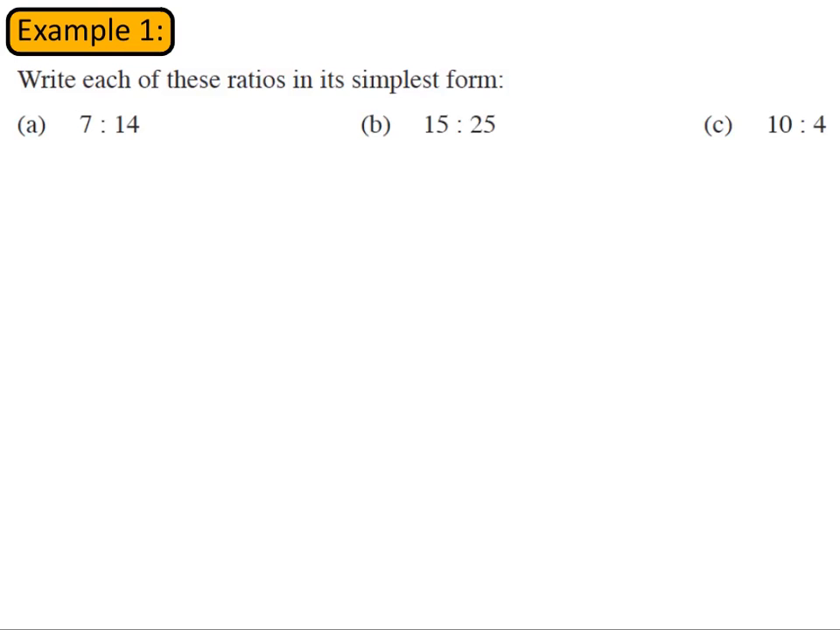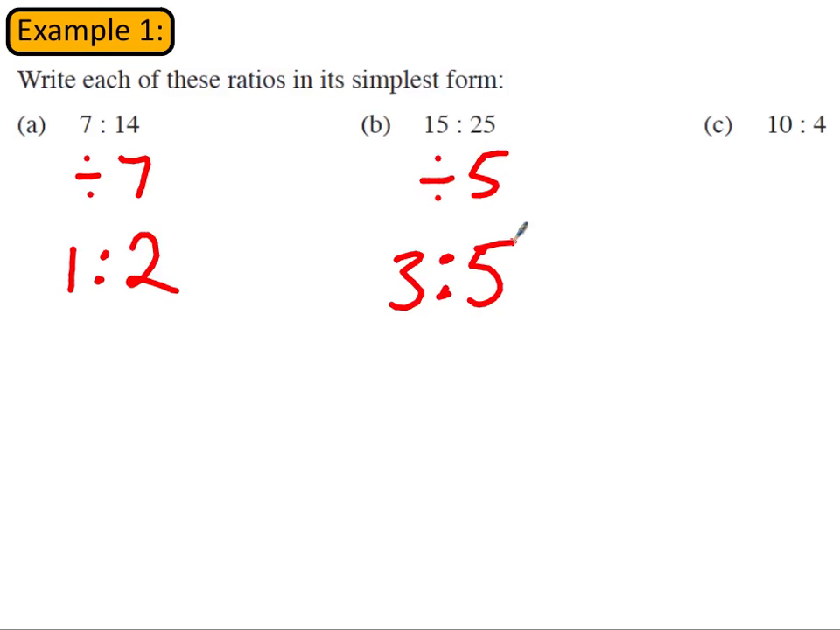So a 7 to 14 relationship, well, they both divide by 7. So if I do that division, I'm going to have 7 divided by 7 is 1, and 14 divided by 7 is 2. So this can be written as 1 to 2. 15 and 25 both divide by 5. So if I do that division, I'm going to have 3 to 5. And 10 and 4 both divide by 2, so if I do that, I'm going to have a 5 to 2 relationship, and we can't go any further with any of these examples. Those are the simplified versions of the ratios.